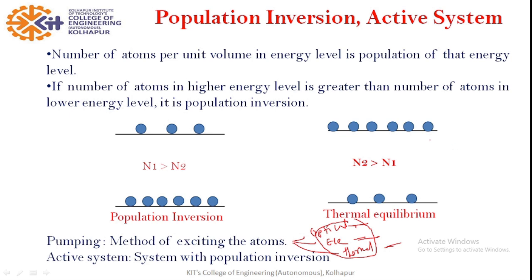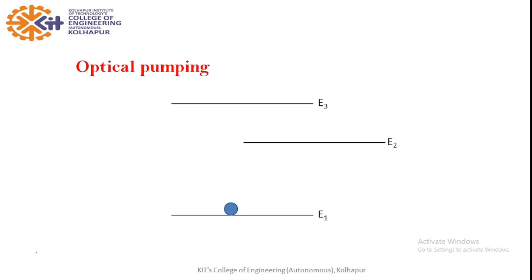Now this system with population inversion is ready for laser, so we call it an active system. The system with population inversion is called an active system. Now we shall discuss optical pumping. Pumping is the method of exciting the atoms, and if light energy is used for pumping, it is called optical pumping.